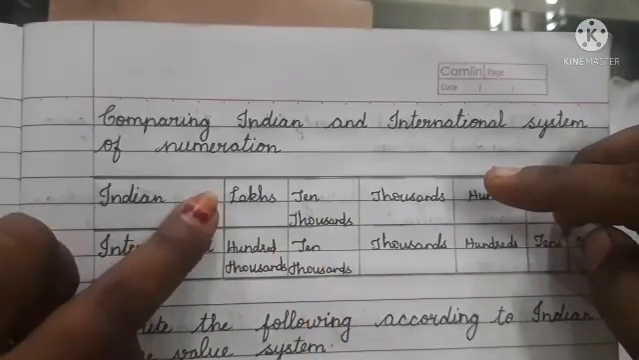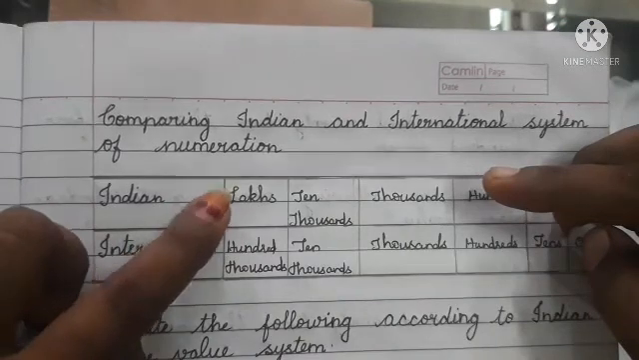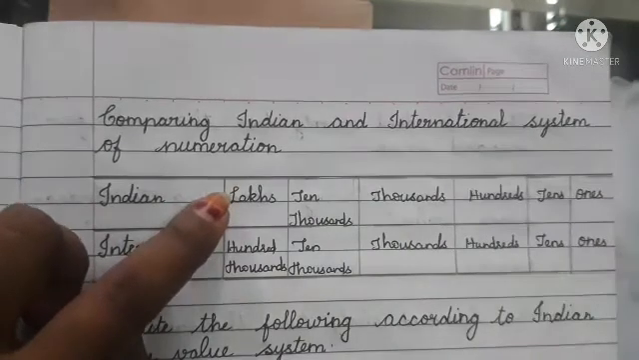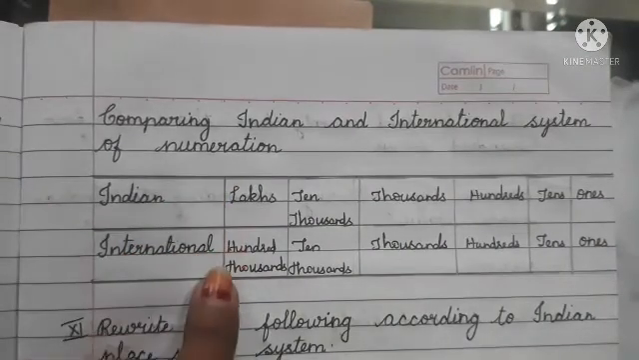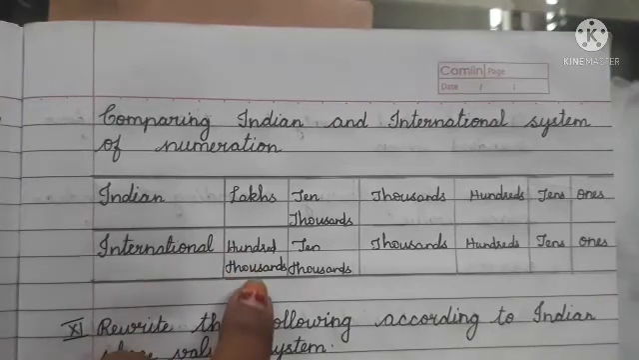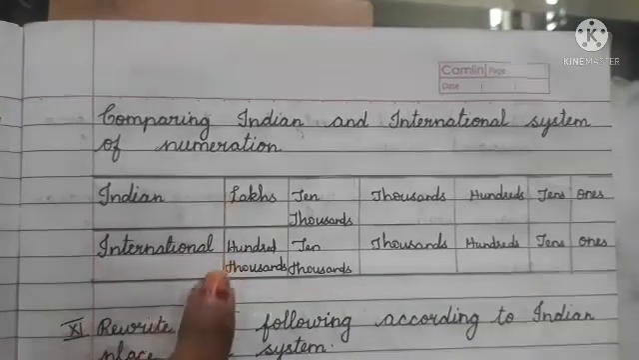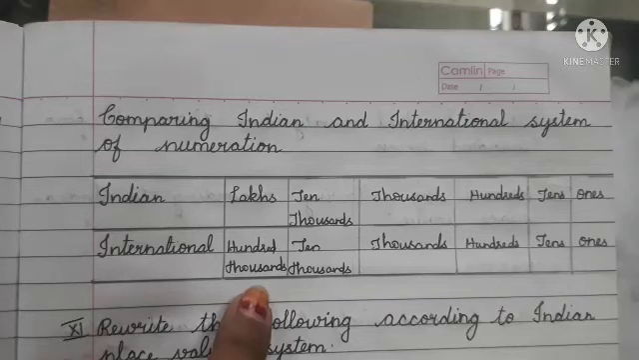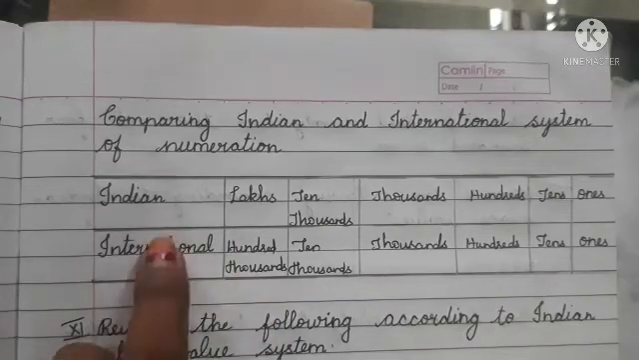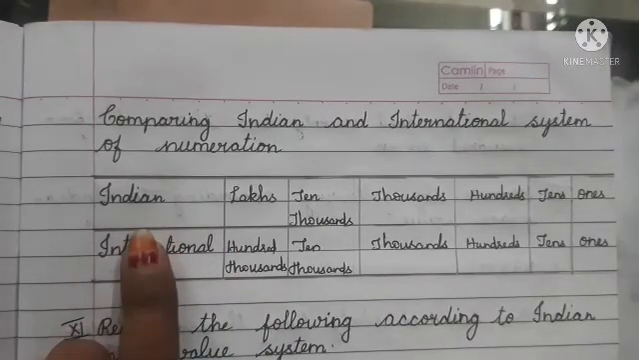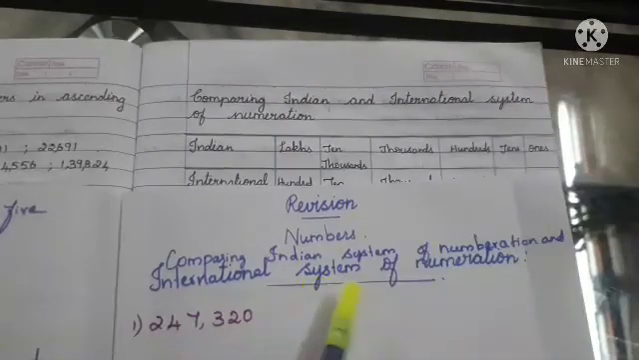But when you see the Indian system, lakh will be there, isn't it, ma? Next one is lakh. But 1 lakh is equal to 100,000 in the international system. Okay, 1 lakh is equal to 100,000. So by using this comparison, we are going to see some problems. Comparing Indian system of numeration and international system of numeration.